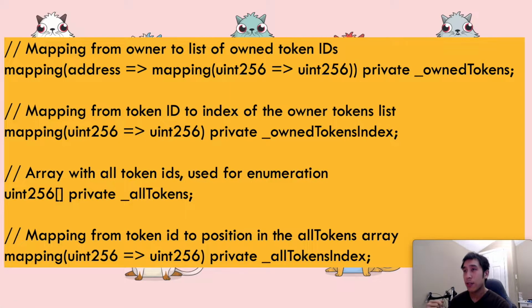In order to get this to work, the enumerable extension adds some data structures to our contract. Instead of just the two mappings that we had earlier, now we also have another nested mapping called own tokens, which is going to map from an owner to a list of own token IDs. We have another mapping called own tokens index, which maps from a token ID to an index of the owner's tokens list. There are a couple others, but instead of just reading off this slide, I think it'll be easier if I walk through an example.